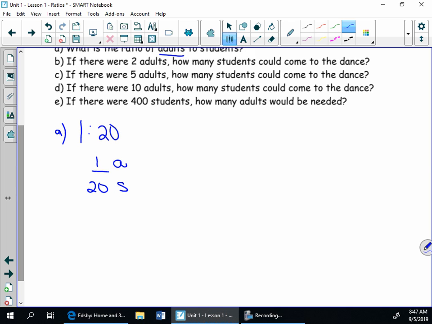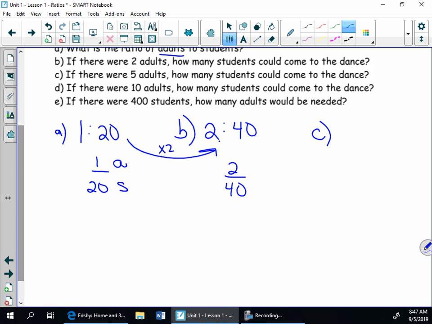Part B of this question asks what happens if there's 2 adults. How many students could come to the dance? Well, if I have 1 for every 20, that really means I should have 2 for every 40. I should be able to just double this. Right? Times the first thing by 2, I can times the second thing by 2. In other words, 2 to 40. How about if we had 5 adults?